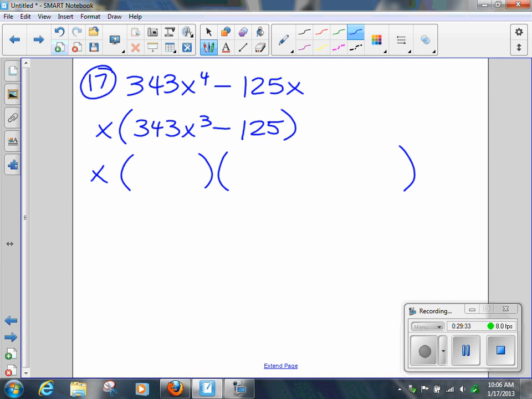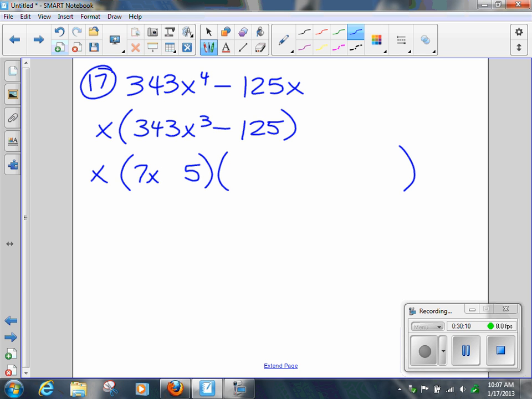343, 125. I know 125 is a perfect cube. I know that x cubed is... I'm not really sure about 343. Blow up your calculator, okay? It is the perfect cube of what? What's a cube root of 343? 7x. Taking the cube root of 343, x to the third power. What's the cube root of 125? 5. And then we go through our process.